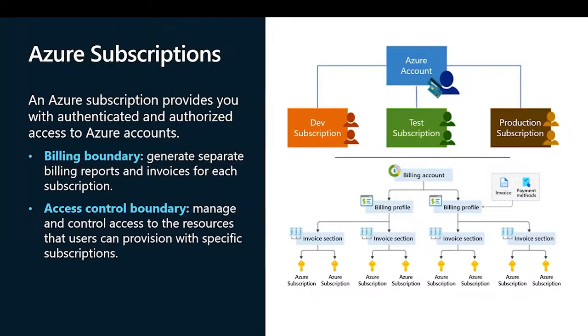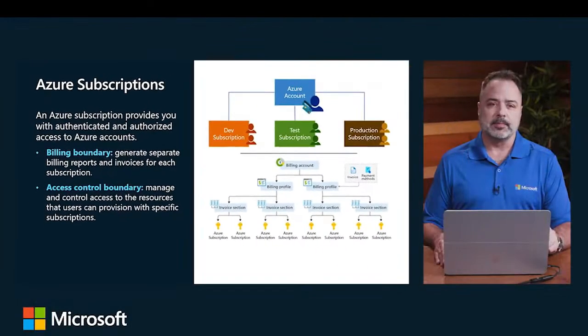Additionally, an Azure subscription also acts as an access control boundary, enabling you to manage and control access to the resources within that subscription. An Azure tenant can have one or more subscriptions, providing flexibility in how you organize and manage your resources. Many organizations will use multiple subscriptions to control access and billing to different environments. For example, you might have 3 subscriptions for the same organization, broken down into production, test, and development subscriptions. This approach helps to isolate and manage environments much more effectively.